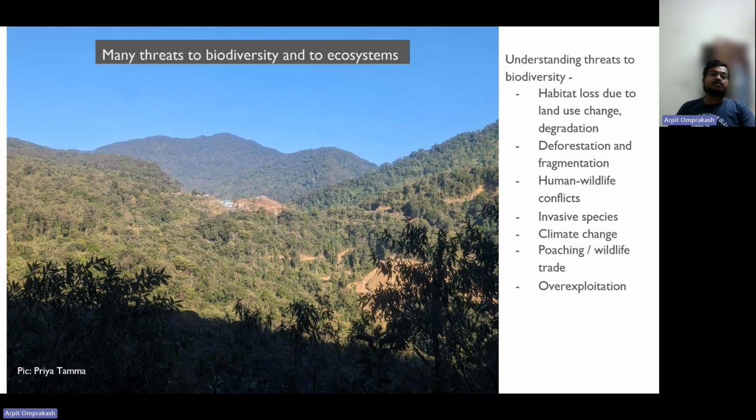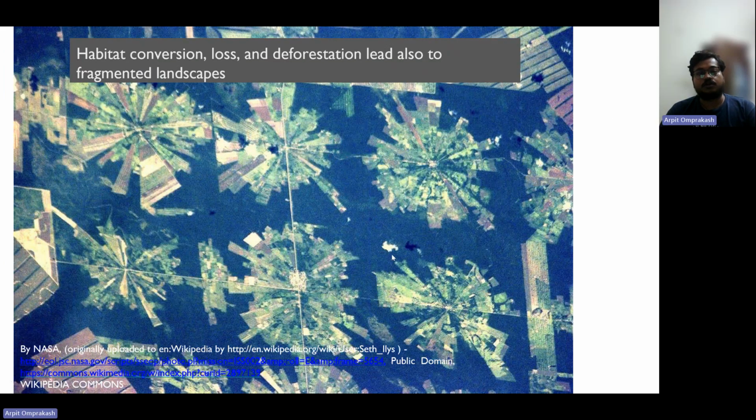Then we have human-wildlife conflicts which are arising because of these, and we have invasive species which are taking over areas. Then we have climate change, and we have poaching or wildlife trade and overexploitation. Right. So we'll talk about these slowly. Habitat conversion, loss and deforestation lead to fragmented landscapes.